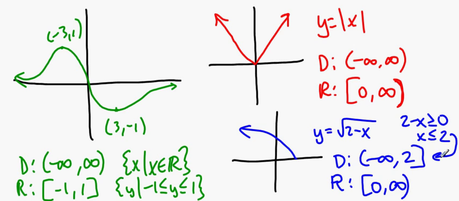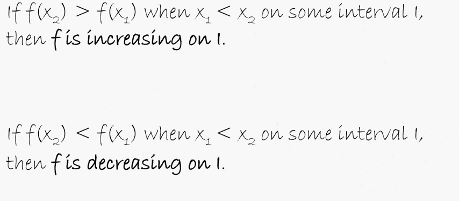Okay? A couple of things we should know, working definitions. If f of x2 is greater than f of x1 when x1 is less than x2 on some interval I, then f is increasing on I. What? Okay, picture time. Here are my axes, and this will be x1, and maybe x2 is over here. And all I know is that f of x2 is greater than f of x1.